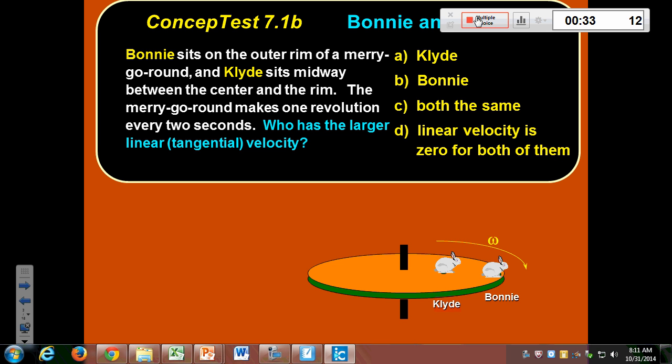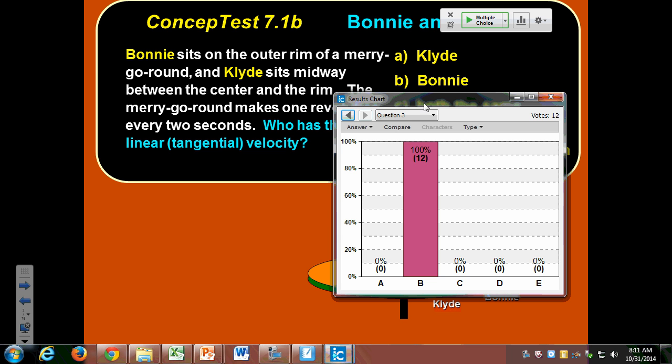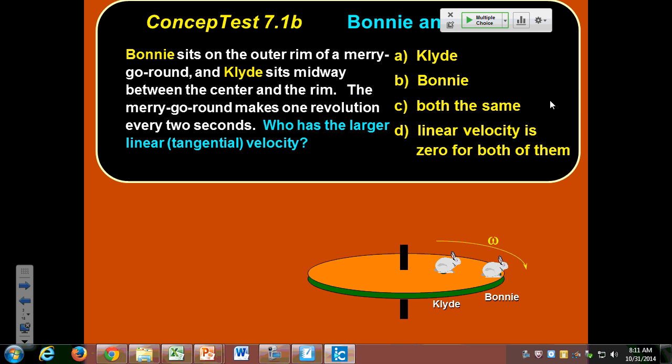All right, stop at say 40 seconds. Let's guess if we don't know. Very good. So Bonnie has a higher speed.